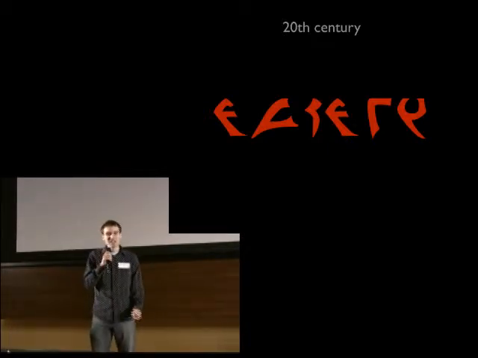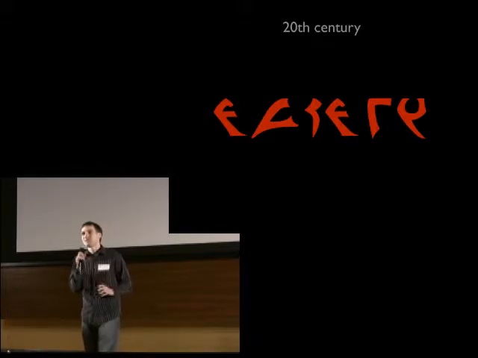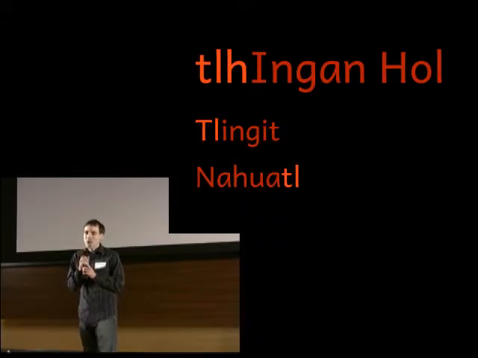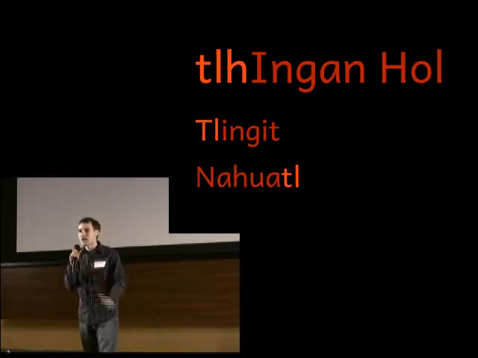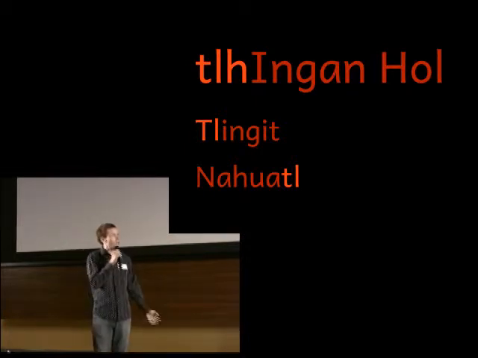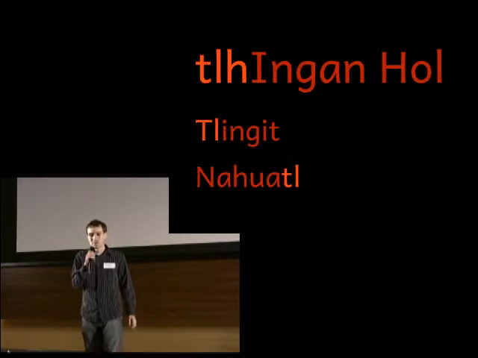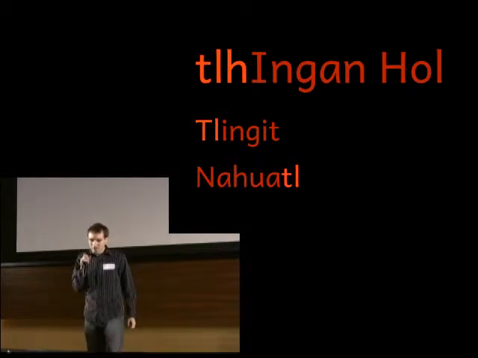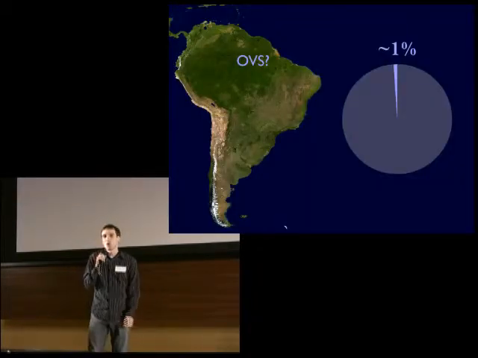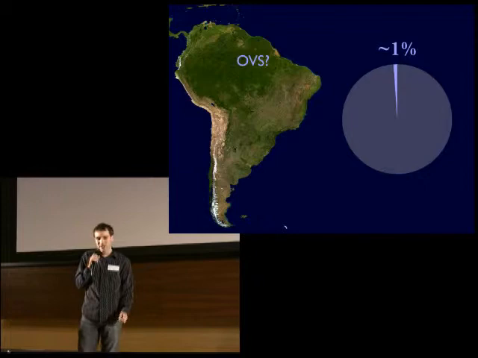And this language is Klingon. He took bits and pieces of language, real languages, but put them together in strange ways. One thing he did was he picked really strange sounds. So there's actually no k sound in Klingon, despite the fact that it's the most common sound in the world. The language is called Klingon-hol. But other languages have this and also write in their name, like Tlingit and Nahuatl, which are indigenous American languages.